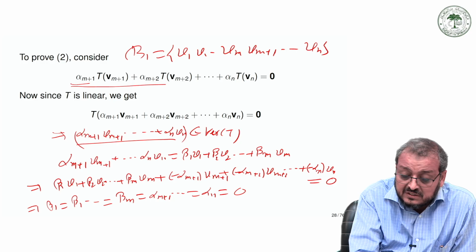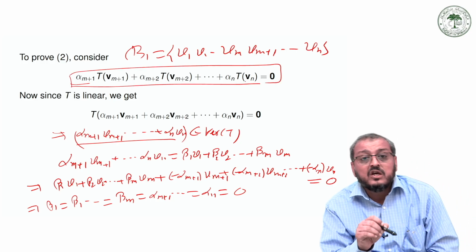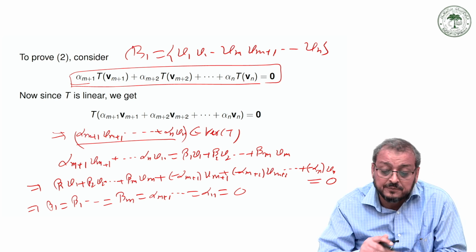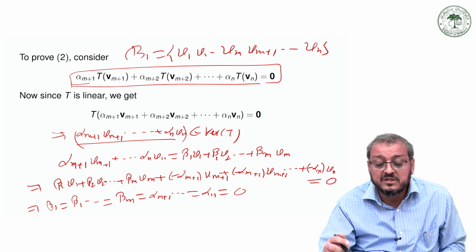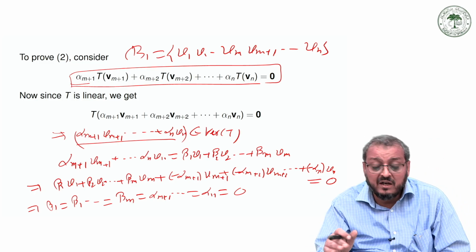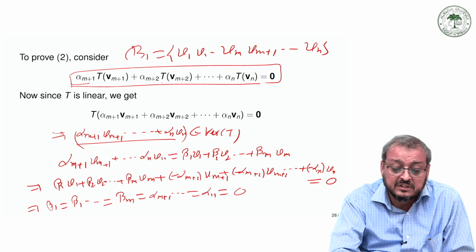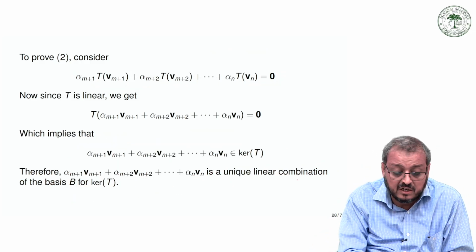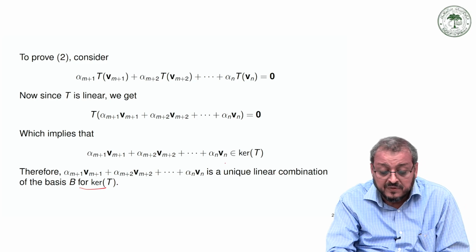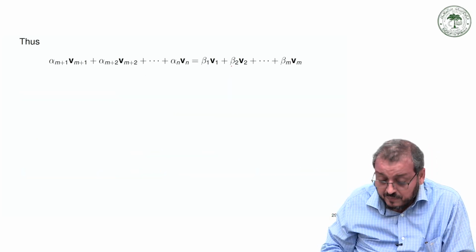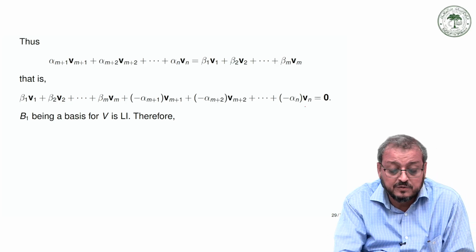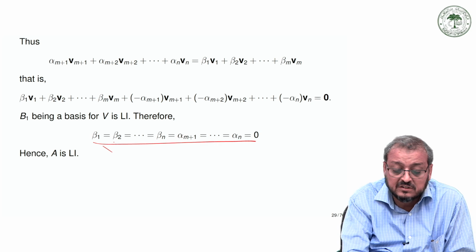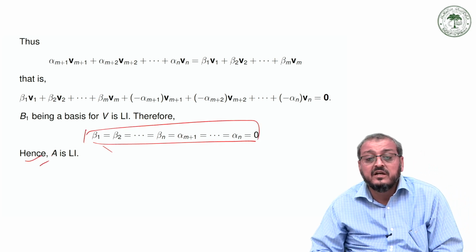So by these equations, all the scalars are equal to 0. This means T(V(m+1)), T(V(m+2)) up to T(Vn) are linearly independent. So this set forms a basis for the range of T. We take a linear combination equal to 0; B1 being a basis is linearly independent. Therefore, all the scalars are equal to 0. So hence A is linearly independent.